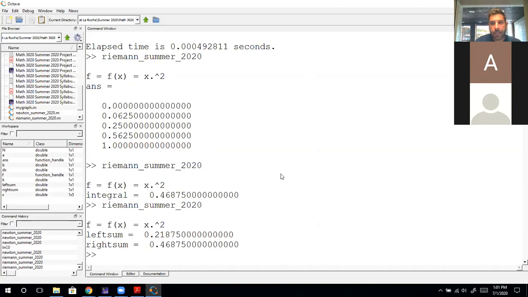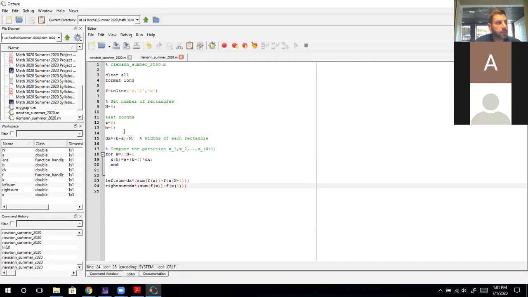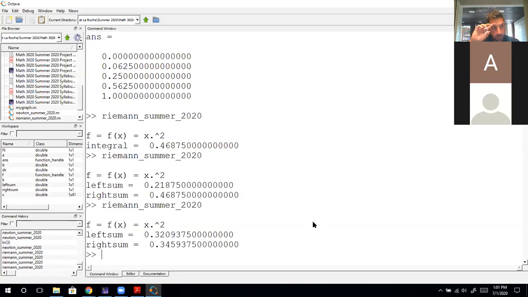And if you did it by hand, these are the numbers you would get. But what if I go up here and instead of doing 4, I do, say, 40 rectangles? Now that would take you a heck of a long time to do by hand. But when I do that, what I get is something that seems more realistic. My left sum, which we guess should be an underestimate because of the picture, I get 0.32. And with a right sum, I get 0.34.